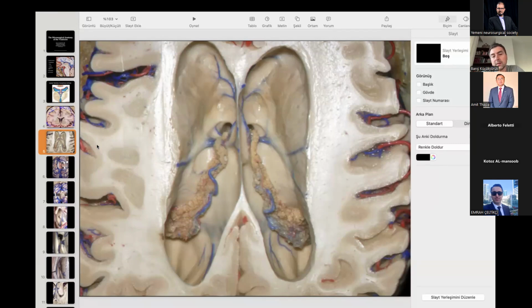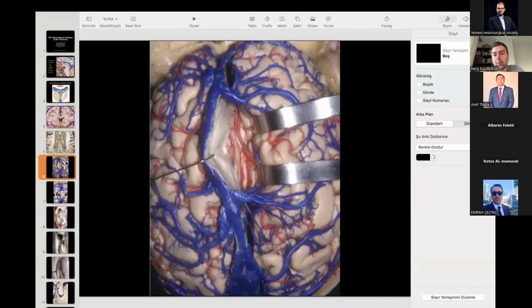So why is this anatomy important? Because there is also a venous anatomy. I will come to that, but basically, we want to see this anatomy by understanding it when we go in an interhemispheric approach.